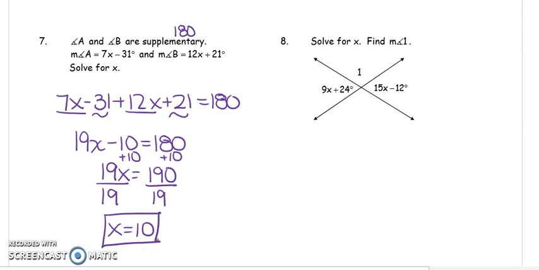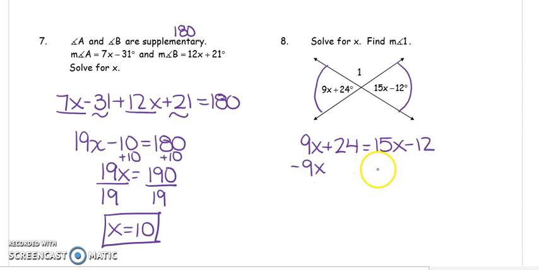Now this last one makes use of vertical angles. Vertical angles we know are congruent, so I'm going to mark them congruent. Those two angles there, then 9x plus 24 is going to be equal to the 15x minus 12. I'm going to subtract the 9x, which will make 24 equal to 6x minus 12.